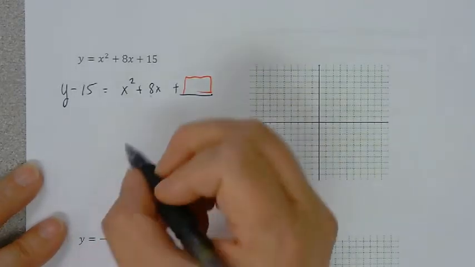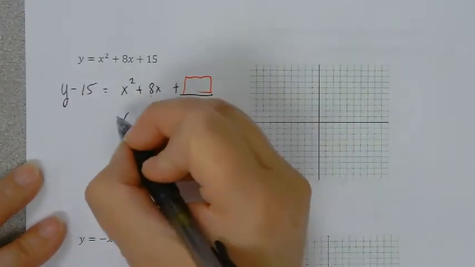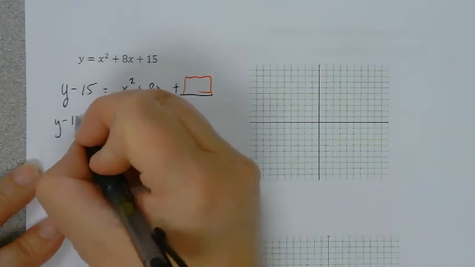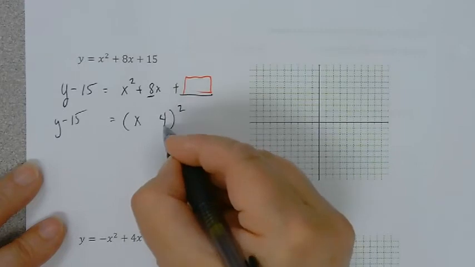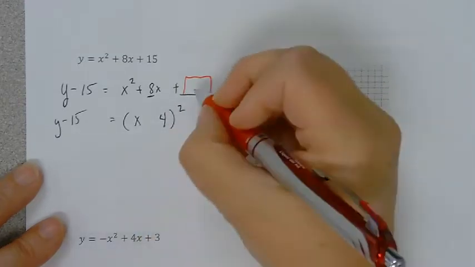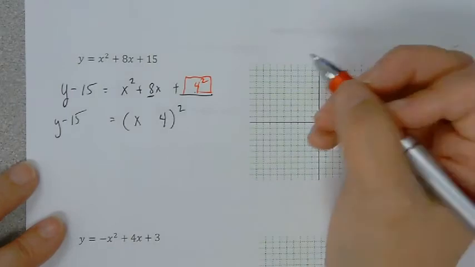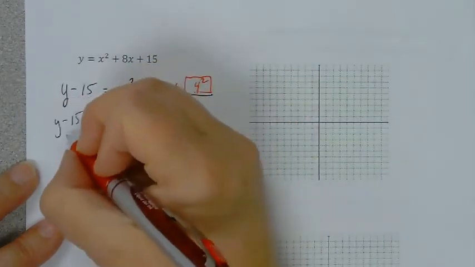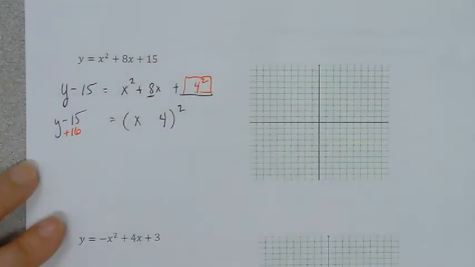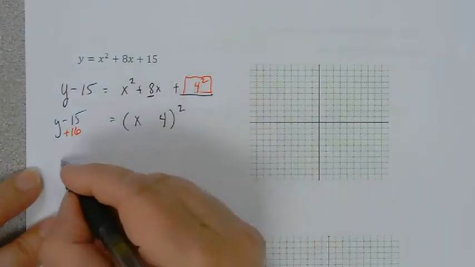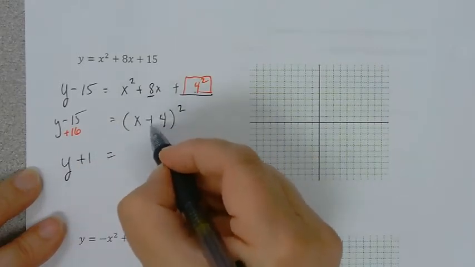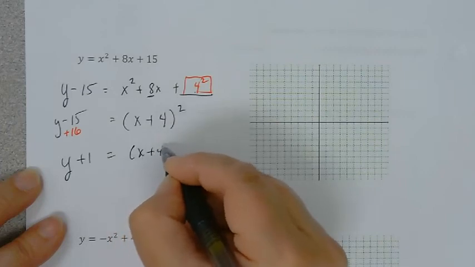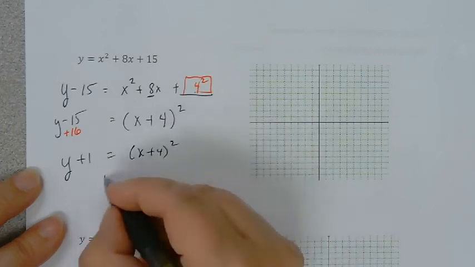So I'm going to have this is going to be x, and half of 8 is 4. So what I'm going to put in that spot is 4 squared. And since I added 4 squared to this side, I have to go add 4 squared to this side, and 4 squared is 16. So on the left side, I have y plus 1, and on the right side, since this is a plus, this is a plus. I have x plus 4 squared, and then I want to move the 1 to the other side.